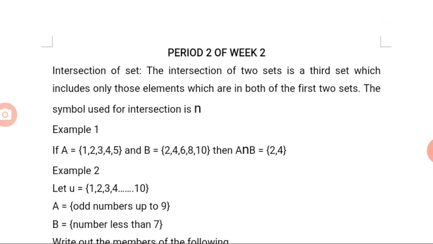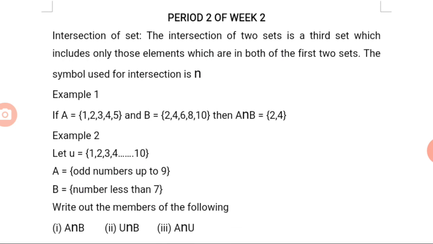The intersection of two sets is a third set, which includes all those elements which are in both of the first two sets. The symbol used for intersection is this, that is in form of ∩. Let us look at a typical example. Now, example 1.